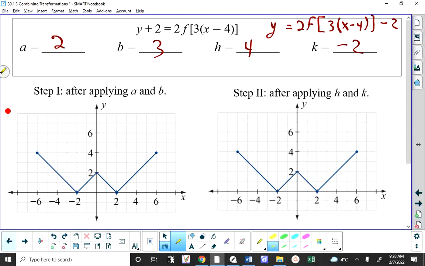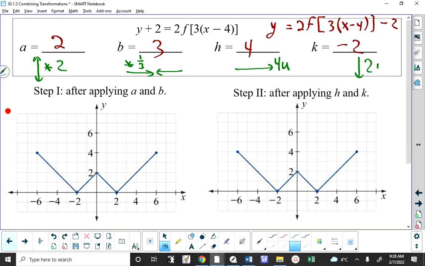Okay, so given that we know a, b, h, and k, you should all understand the effects that these have. This will be stretched vertically by a factor of 2. This results in a horizontal stretch by a factor of 1/3. This results in a shift of 4 units to the right, and this results in a shift of 2 units down.